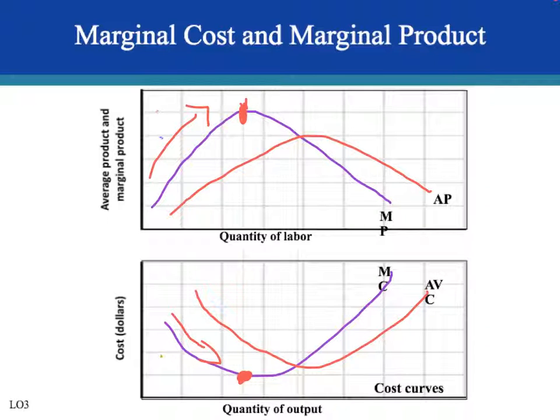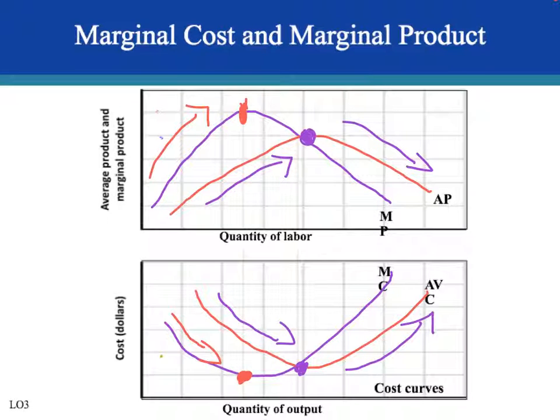Okay. And then we also find that when average variable cost is falling, average product is rising. And then the peak of average product is when average variable cost is at its lowest. And then as average variable costs start to rise, average product will fall.